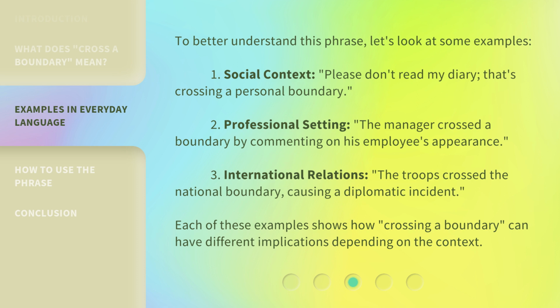2. Professional setting. The manager crossed a boundary by commenting on his employee's appearance. 3. International relations. The troops crossed the national boundary, causing a diplomatic incident. Each of these examples shows how crossing a boundary can have different implications depending on the context.